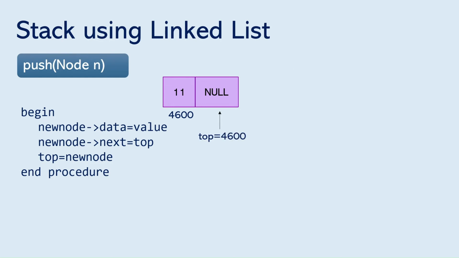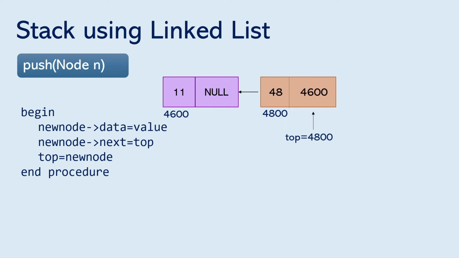Now let's try to create a new node with a value of 48 and address of 4800. Now let's try to push this node into the stack. So this is how it looks like. Now the new node of data is given by the value 48 and new node of next is equals to top. So the pointer of the latest node will be assigned with the value of top, which is 4600, and then the top will be given the address of the latest node, which is 4800.